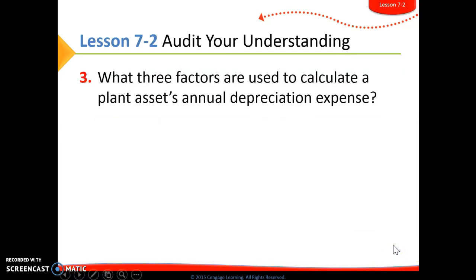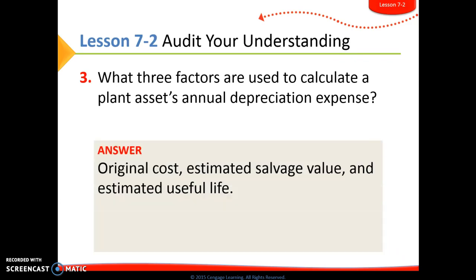Number 3, what 3 factors are used to calculate a plant asset's annual depreciation expense? We need to know the original cost, the estimated salvage value, and the estimated useful life.